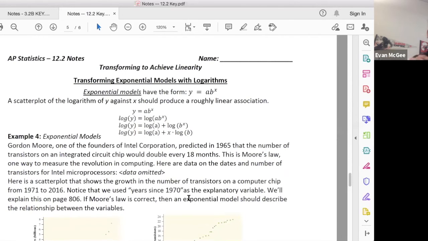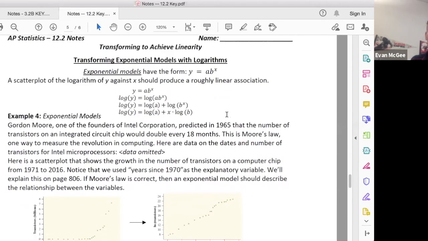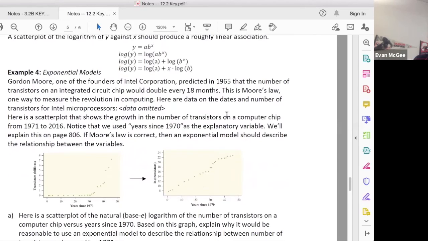All right, so we looked at power models, and power models are when x is raised to a power. Another type of model is called an exponential model, and it's when x is actually listed as an exponent. So those are the two types of models that we're working with here. And so we have a new set of data, and go ahead, take a second and read it.